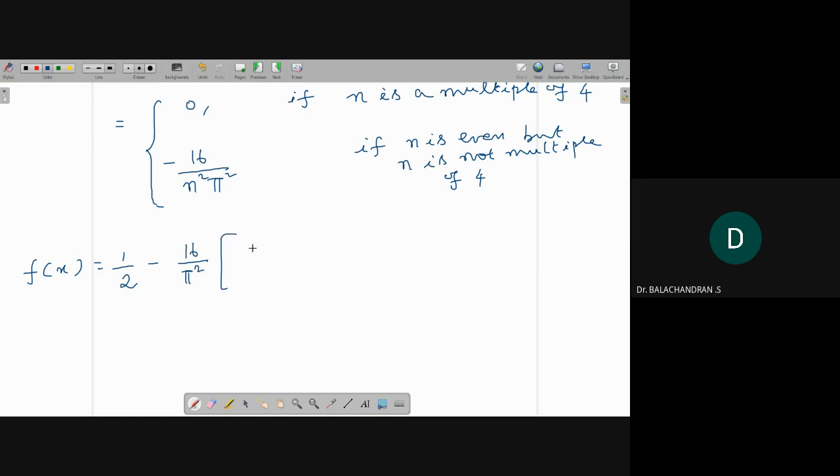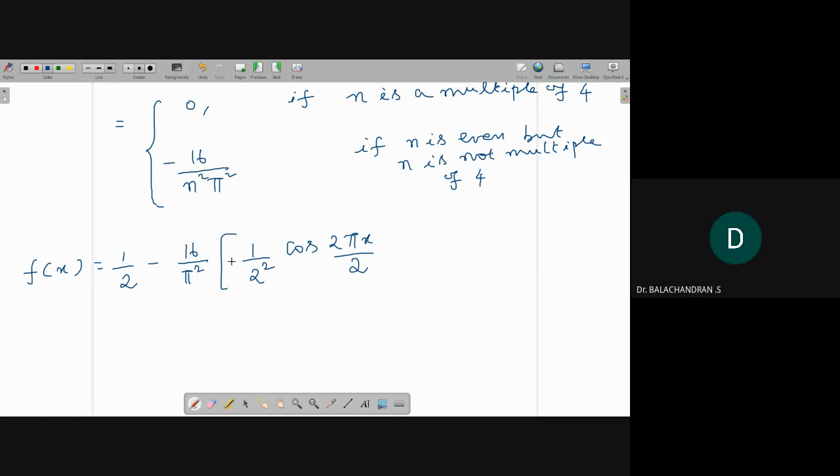Okay. Summation. I don't want to write in the form of summation, because when n is odd, we know that it is 0. So next, n equal to 2 will come. Since here we have n square, 2 square into cos n pi x by L. L is 2, I think. Please check it. Yes, L is 2. Yes, sir, correct.